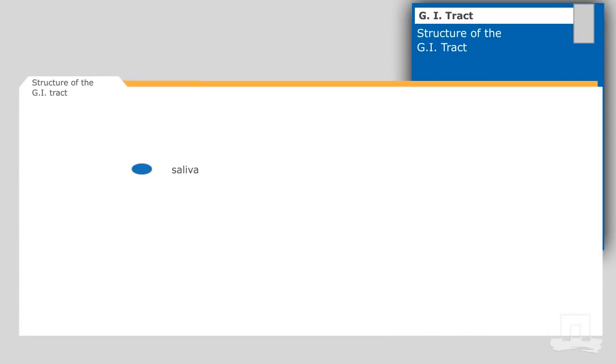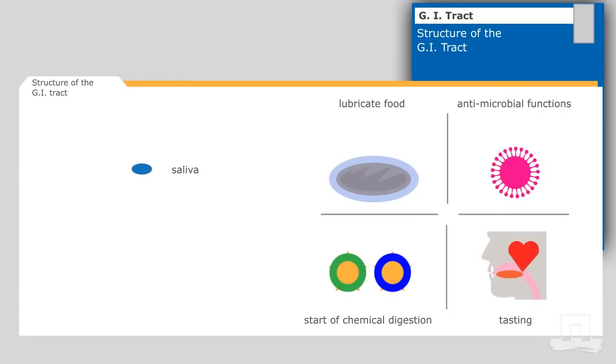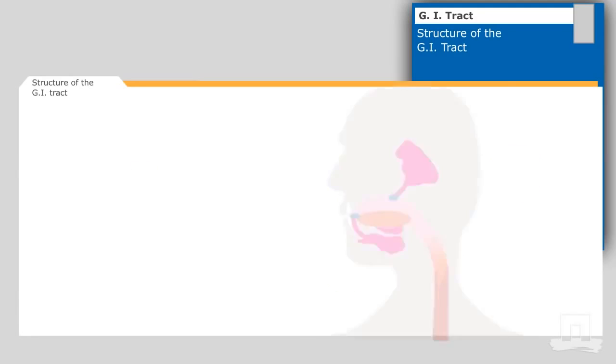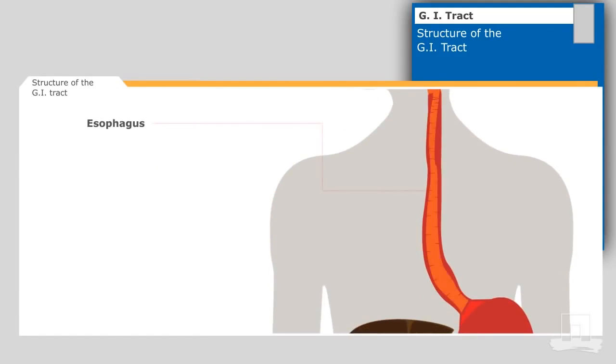Its primary role is to lubricate the food, to allow easy passage through the esophagus. Moreover, saliva initiates the chemical digestion of food. It has antimicrobial functions and it's important for tasting. Now, what happens after you swallow? After swallowing, food enters the esophagus.